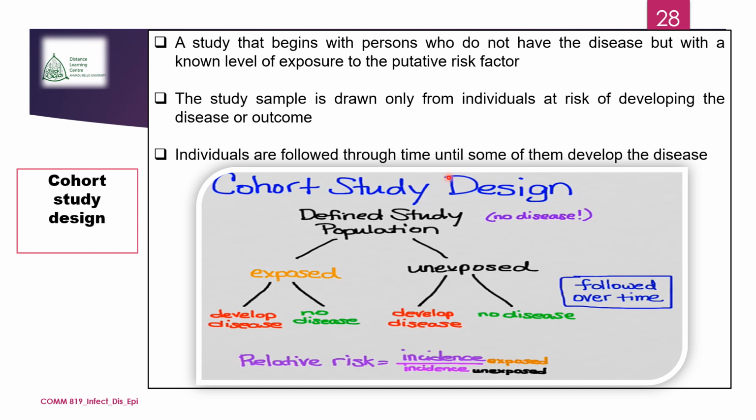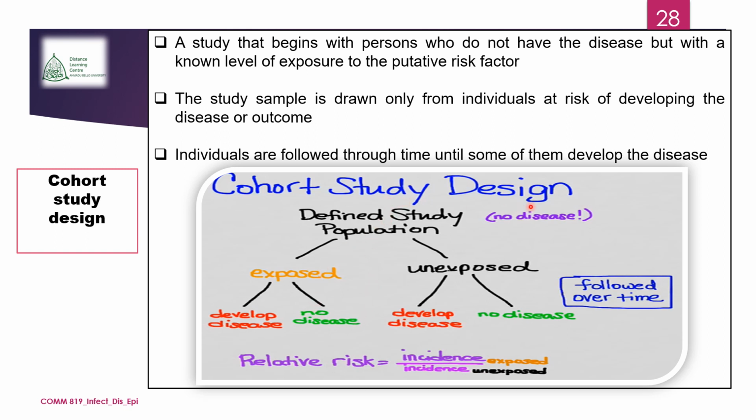Then you follow them over maybe a long period, say 5-10 years, to see whether the people that dwell under telecommunication masts will eventually develop cancer in comparison to the people that do not dwell under telecommunication masts. Okay, so that is just a simple example.